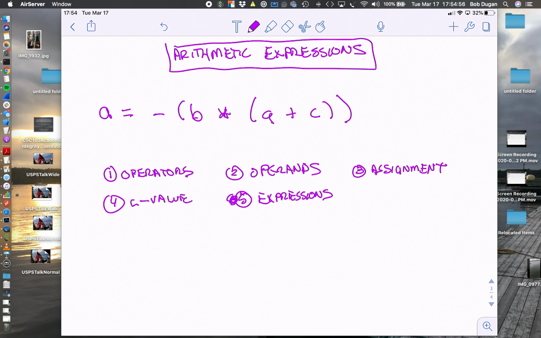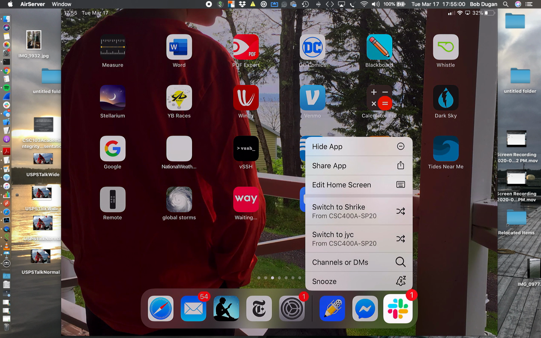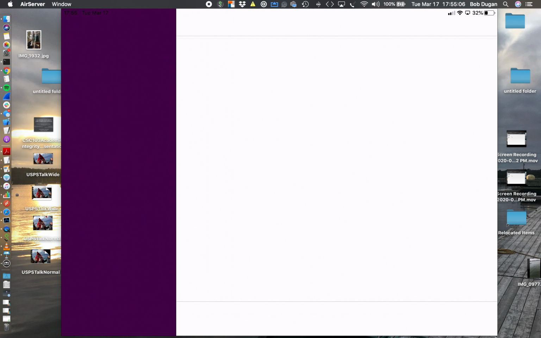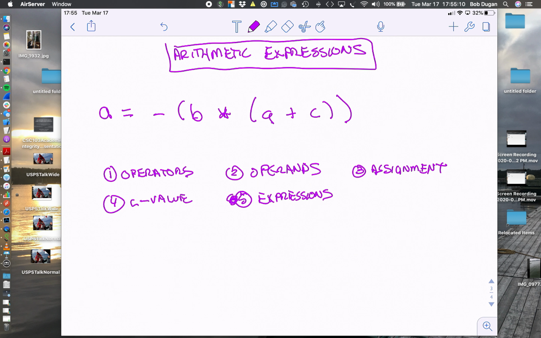You know what I'd like to do is tell Slack to snooze. Hopefully that'll stop the Slack notifications.